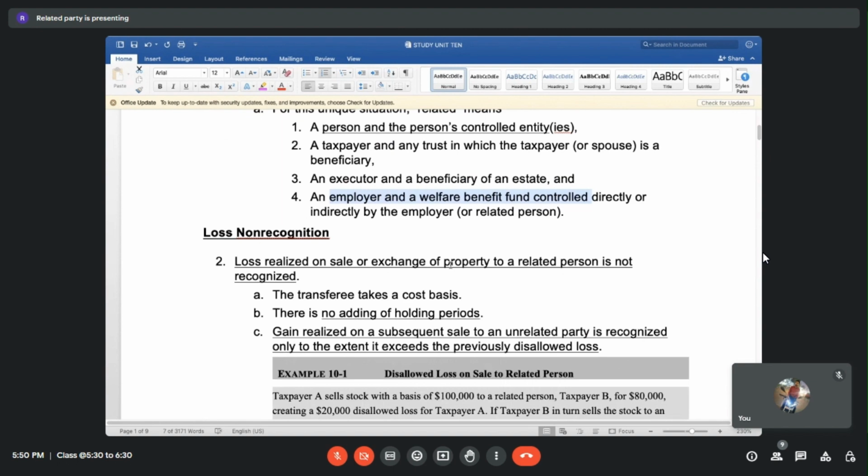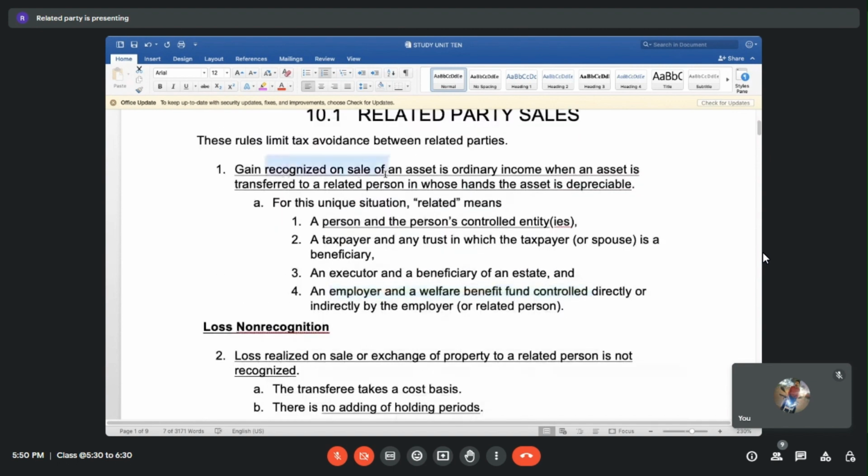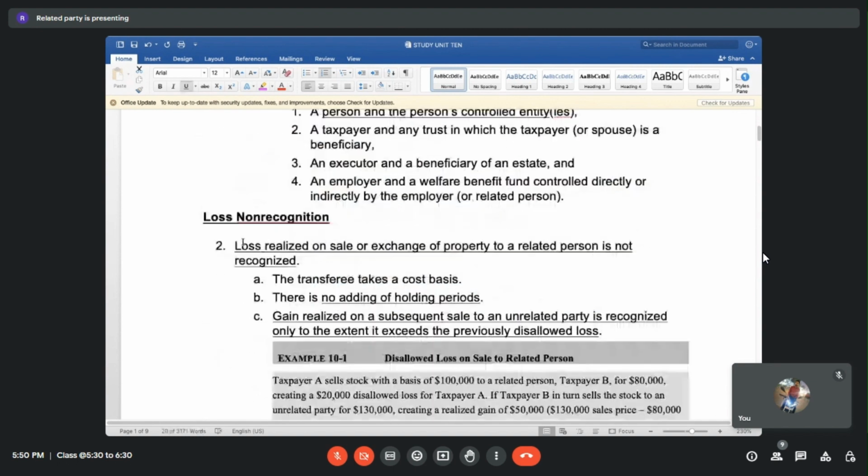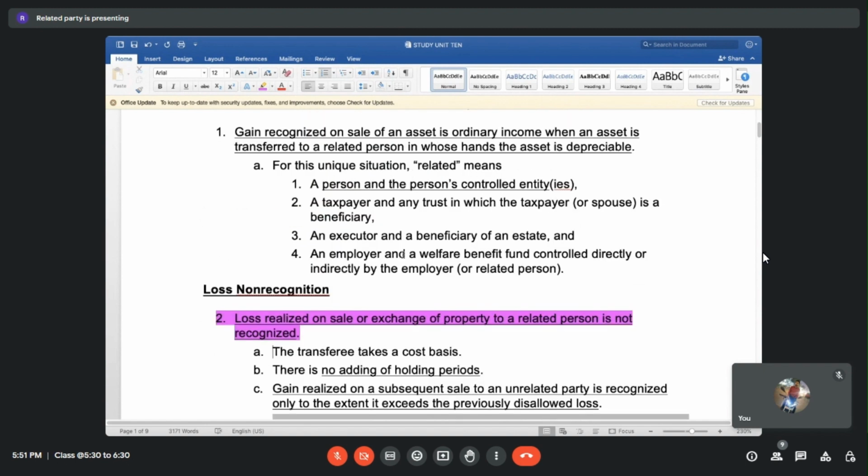So what we have seen is the gain will come up as ordinary income and the loss will be completely unrecognized. So a loss realized on sale or exchange of property is not recognized. Again, we are being beaten from both ends. First of all, if there is a gain, obviously put it up for tax. Not just capital gain, ordinary tax we want. Loss, oh, you are having a loss with a related party, fine, that's not allowed, completely not allowed.